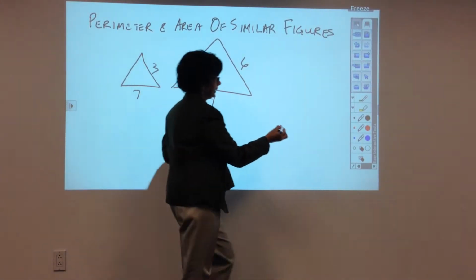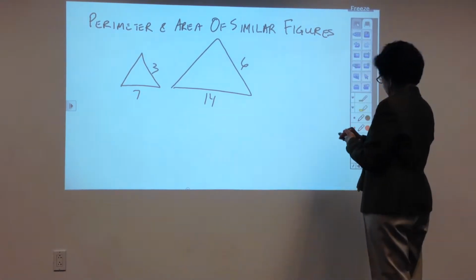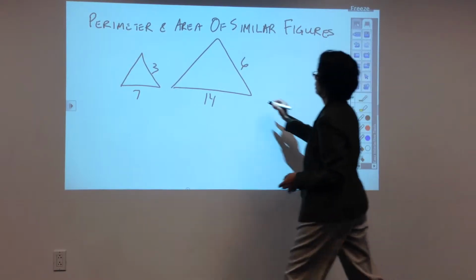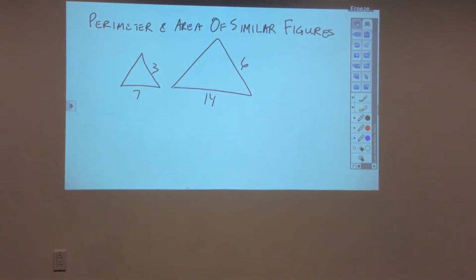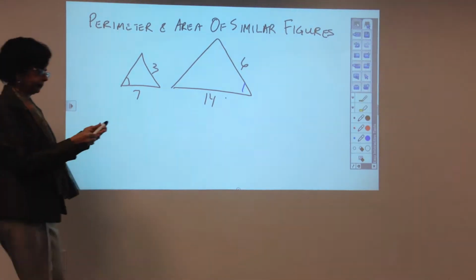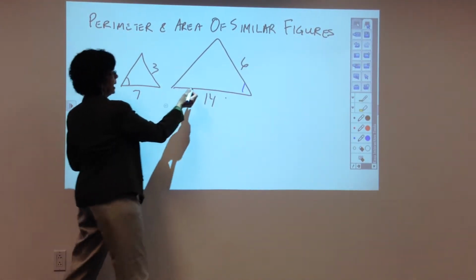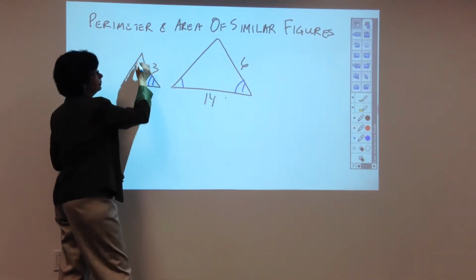Okay, let's make sure we understand what similar figures are. They're just similar. Divide 14 by 2 and you get 7. So it's like, what's that word? I don't know what it's called. Angles need to be congruent.